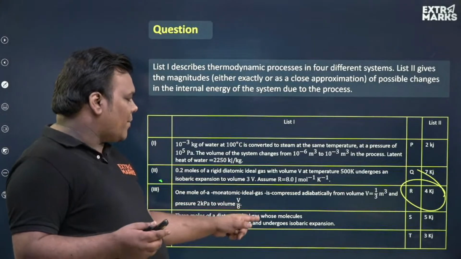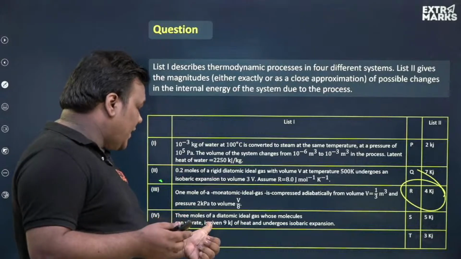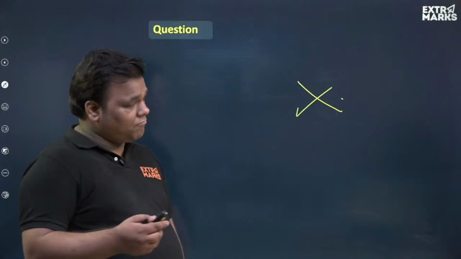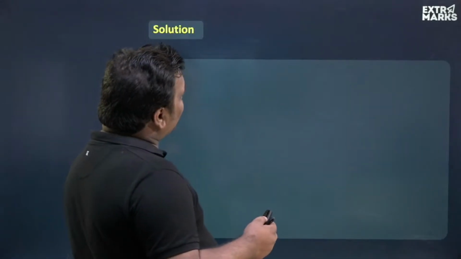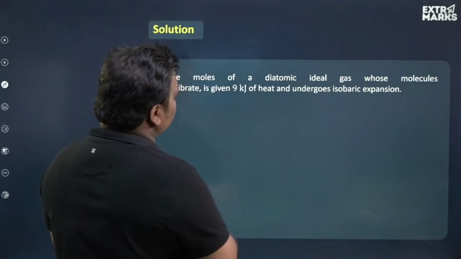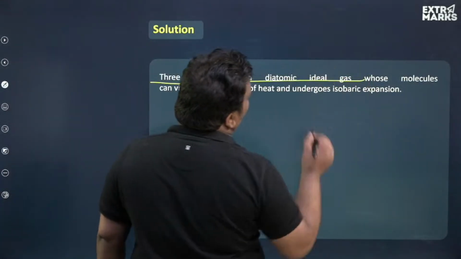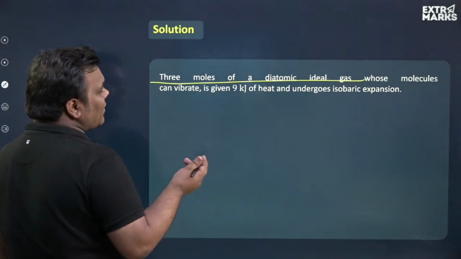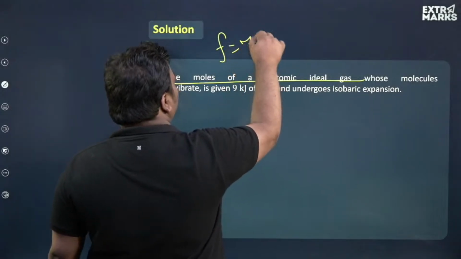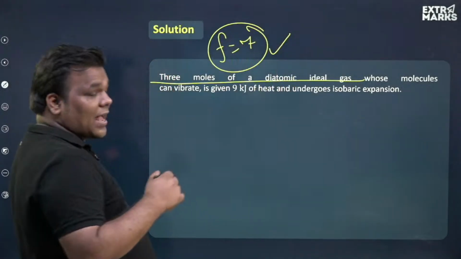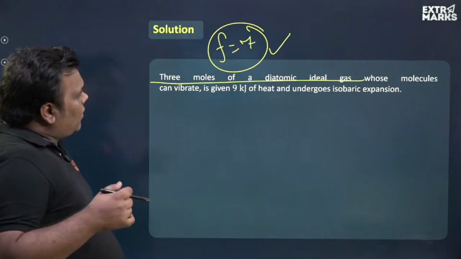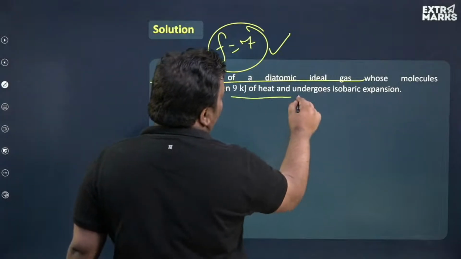3 moles of a diatomic ideal gas whose molecules can vibrate is given 9 kilojoule of heat, undergoes isobaric expansion. Okay. So they are providing 9 kilojoule heat to isobaric expansion. Molecules can vibrate. So are you seeing that? F is equal to 7, they are saying. Use it. F is equal to 7.